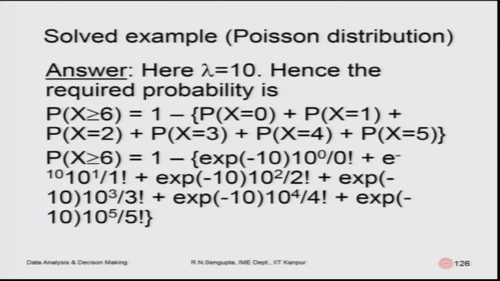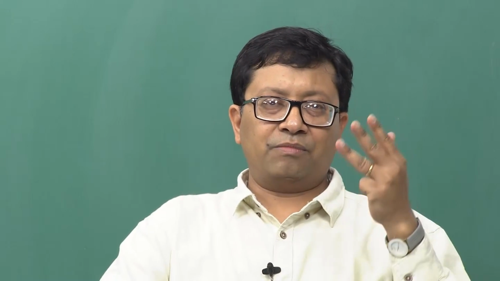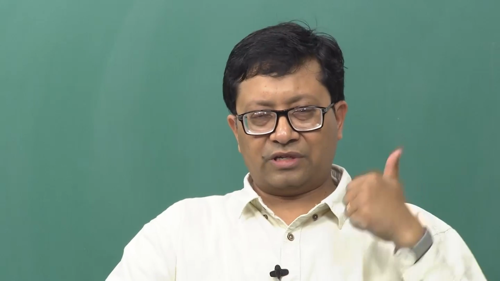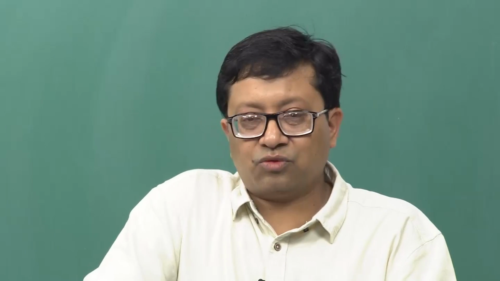So, let me give the solution. Here lambda is 10, and we want to find out the probability that the number of customers arriving is greater than 5. So, obviously, it is 6, 7, 8, 9, 10, 11 till infinity. So, best would be we find the probability corresponding to the number of customers arriving in that interval of 5 minutes as 0, add it up with the probability for 1, add up the probability for 2, 3, 4, and obviously 5, because it is greater than 5. So, all the values 6, 7, 8, 9 till infinity are covered by 1 minus that value.